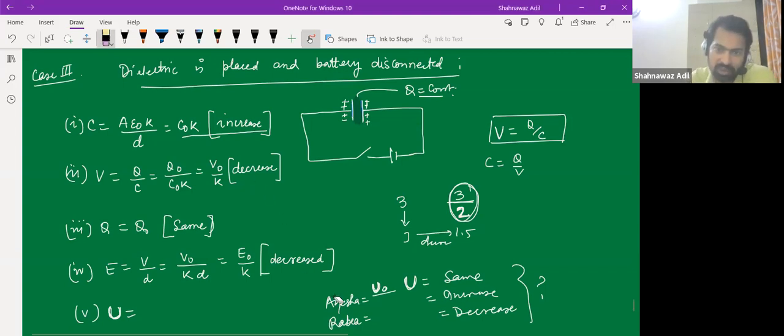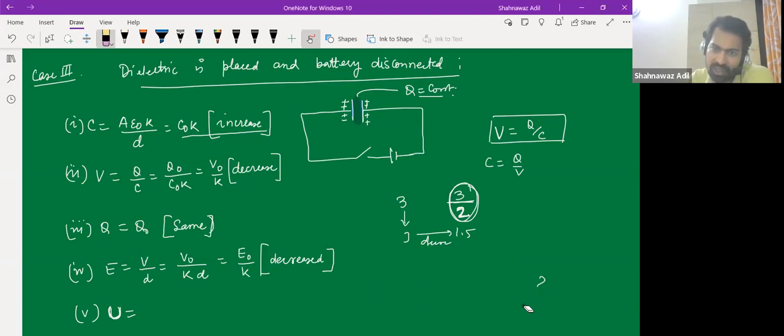Okay, so let me show this to you guys. So we have, what is the energy stored? Please tell me, what is the energy stored? Half CV square. Absolutely right. This is half CV square. And C is how much? C is C naught K. And what is V? V is V naught by K.